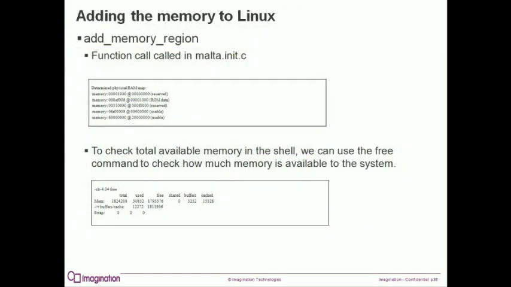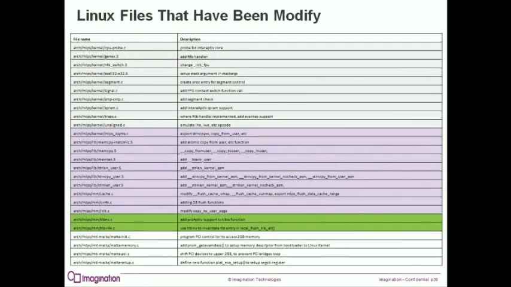For the Linux kernel to use the extra memory, the add memory region function is used to register the memory. See the arch MIPS Malta memory.c to see how this is done for the Malta board. Since the mappings and the cache attributes remain the same, existing device drivers and root file system can be used without any modification. The changes to the Linux kernel can be classified into the following.